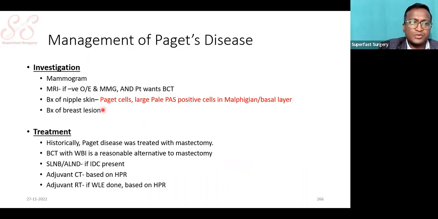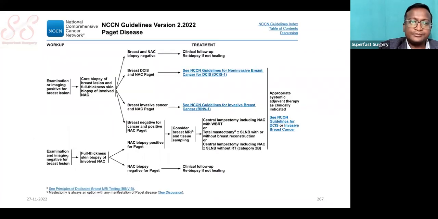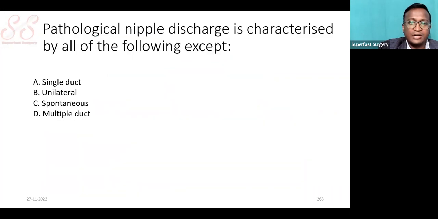Investigations include mammogram, MRI, and biopsy of the nipple for Paget's cells. What is a Paget's cell? It is a large pale, PAS positive cell. Treatment historically was mastectomy, but breast conservation surgery with whole breast radiotherapy is another treatment modality. Sentinel lymph node biopsy, meaning axillary lymph node management, is done if there is an invasive component, otherwise it is not done. Adjuvant chemotherapy is based on HER2 status, and adjuvant RT is given if local excision is done. This is the NCCN guideline, almost the same as what I told you.